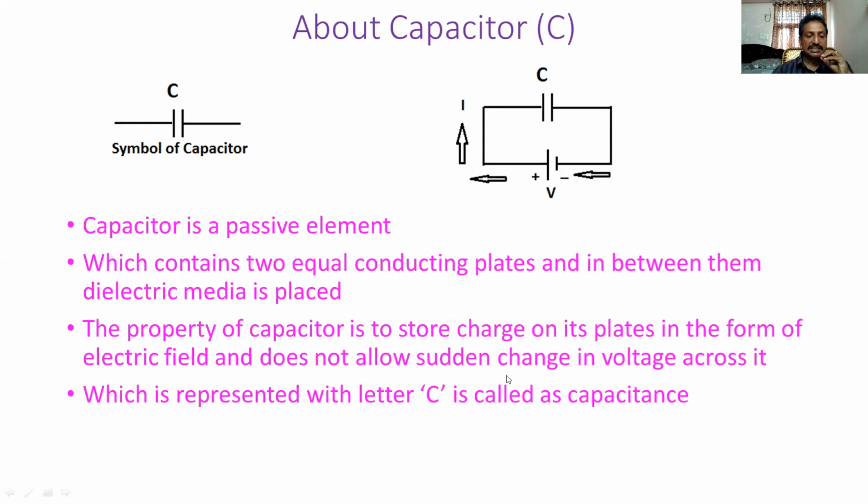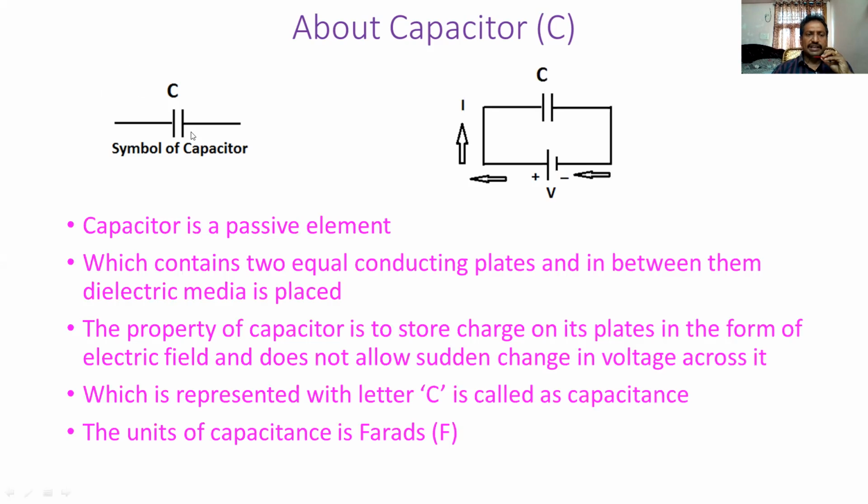This property is represented with the letter C and is called capacitance. Again, remember the capacitor is a device, but capacitance is the property of a capacitor. The unit of capacitance is the farad. So that is about the basic idea.